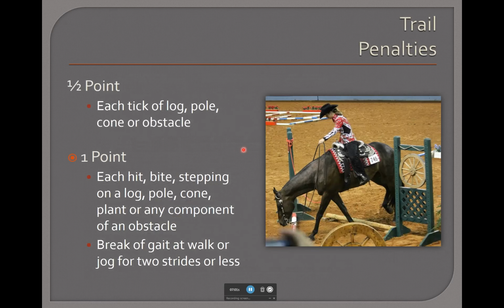All right, so to review some of the penalties here, and again, be sure that you check the association that you might be judging for, because some of these could potentially be different. Half-point penalties are going to be for every time a horse ticks a log, ticks a pole, a cone, or an obstacle. So anything like that he lightly touches it. It's a little bit of a judgment call if it's a tick or a hit, and that's kind of the sound, and you have to determine in your own judging and stay consistent amongst yourself what is going to be a tick and what is going to be a hit.